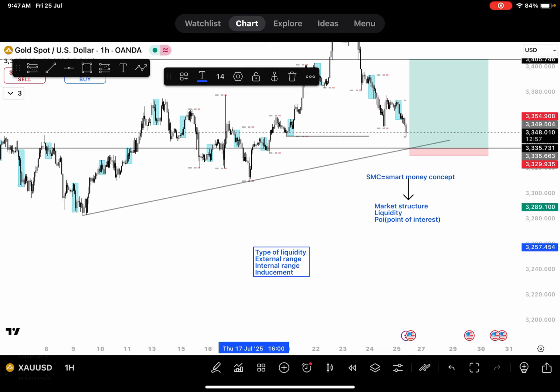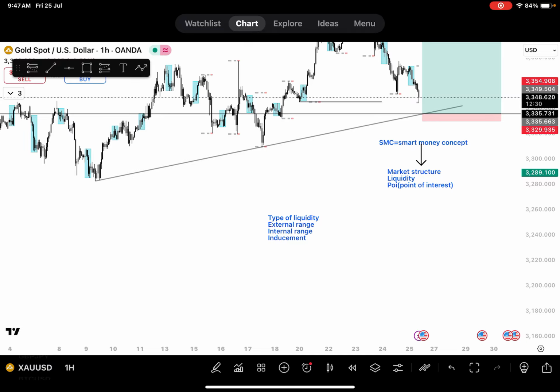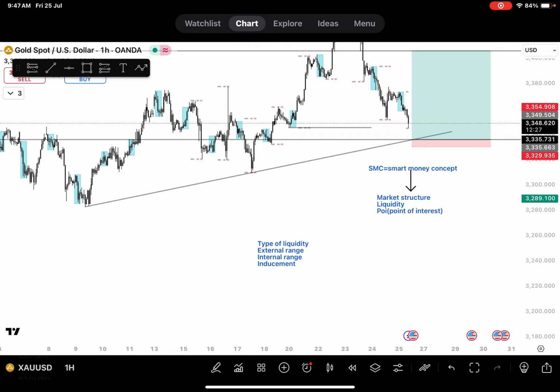We have the external range liquidity. When we are talking about the external range liquidity, it's more like where you see the large market movers in action, like the large number of buyers or sellers in the market. While this internal range liquidity is like where you see little participants of investors in the market. Now this is like on a forex chart.